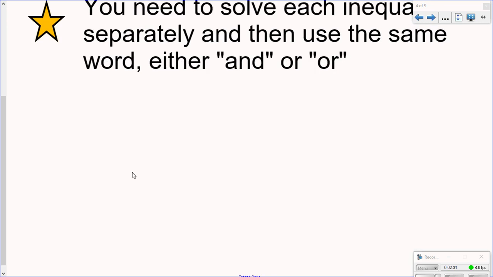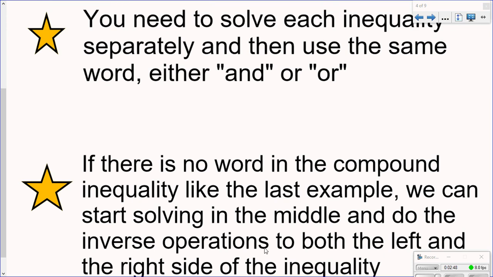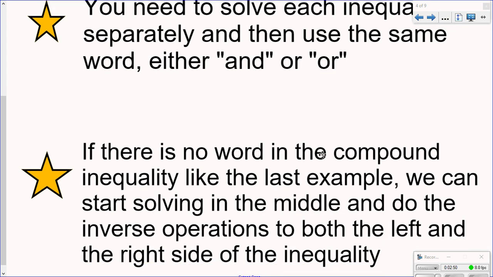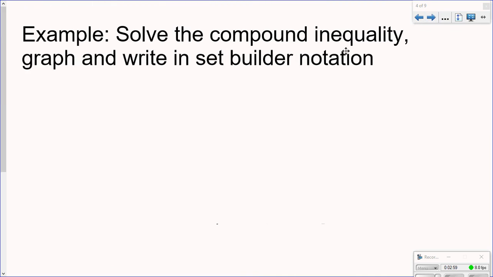The next one, if there is no word in the compound inequality, like our last example that I'm going to show you, we can start solving in the middle and do the inverse operations to both the left and right side of the inequality. Okay, it's very, very wordy, and it will make sense when we do that problem. Okay, let's go do an example, shall we?